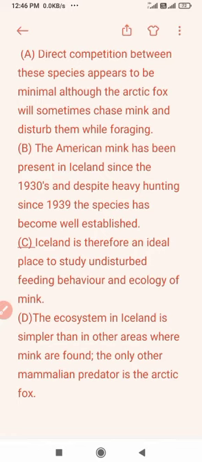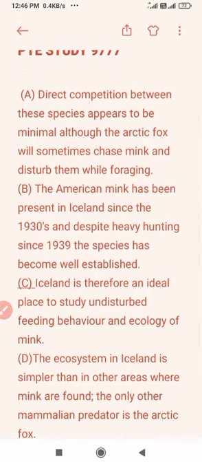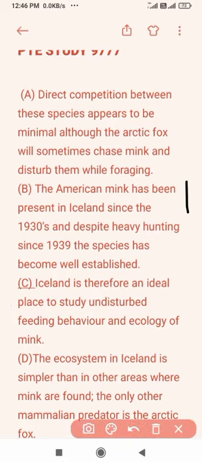Then the D. The ecosystem in Iceland is simpler than in other areas where mink are found. The only other mammalian predator is Arctic fox. And this is not actually defining the exact idea of the passage, and there is only one sentence which is defining and giving the exact idea, which is B. The American mink has been present in Iceland. This is your first. And despite heavy hunting since 1939, the species has become well established.